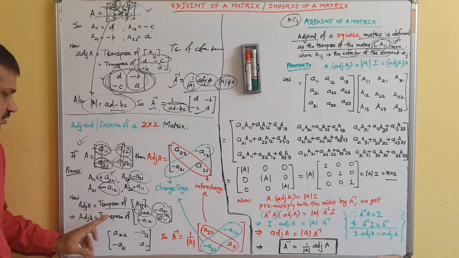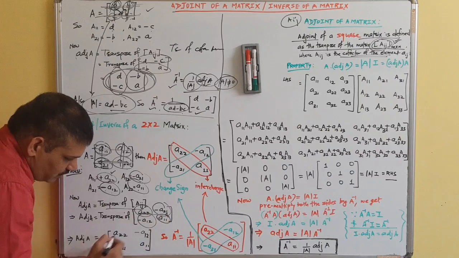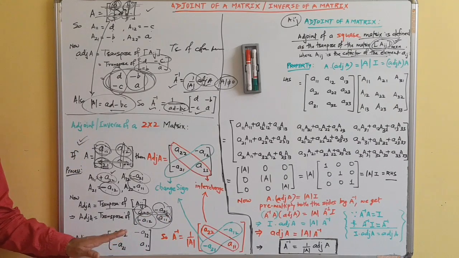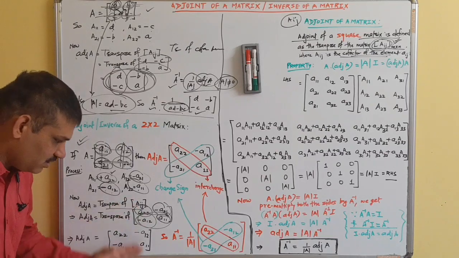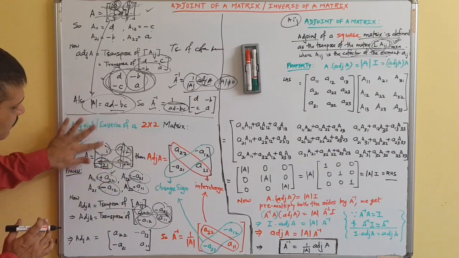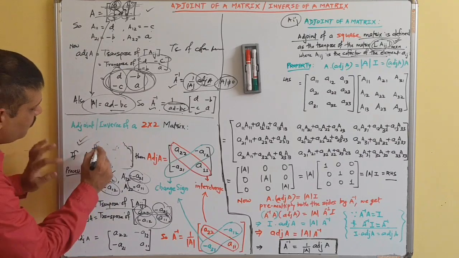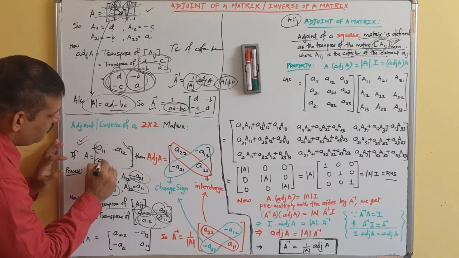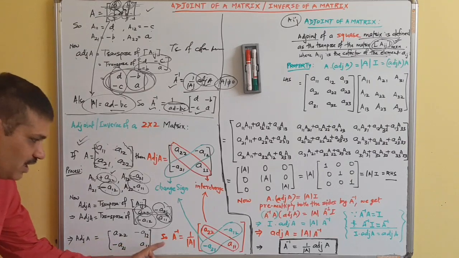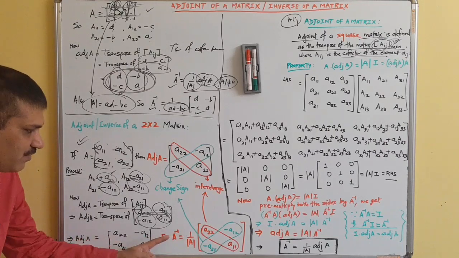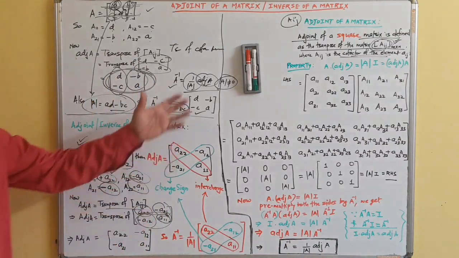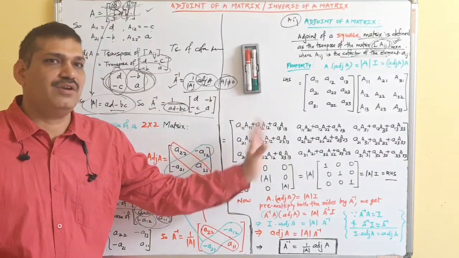Now on taking the transpose, the first row will become the first column, and the second row, minus a12, a11, will become the second column. Now you can observe, this was the standard matrix a11, a12, a21, a22, and this is the adjoint A. So A inverse is, by definition, 1 upon determinant A times adjoint A. This is the proof. We'll talk about it further.